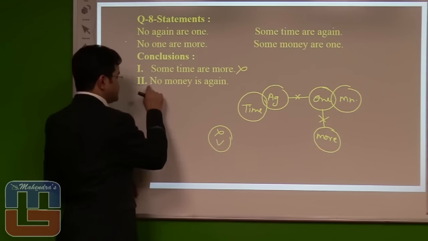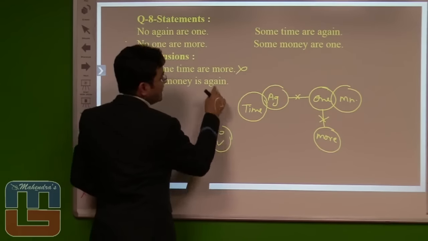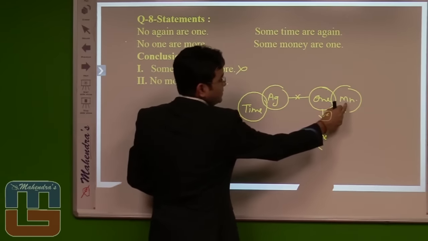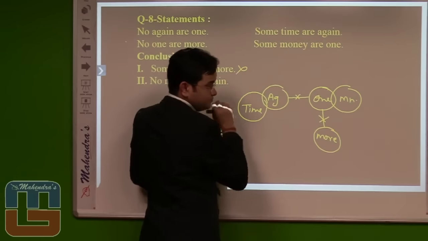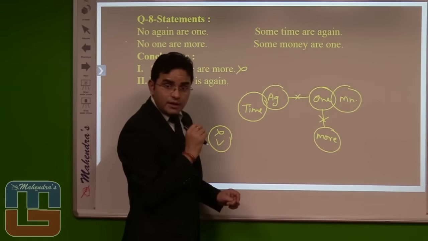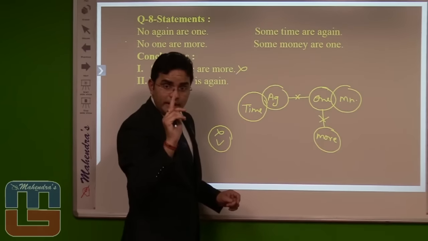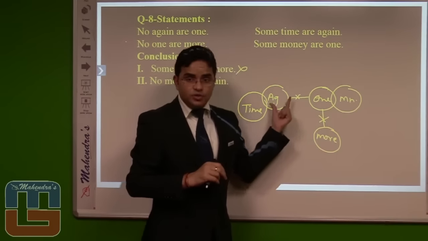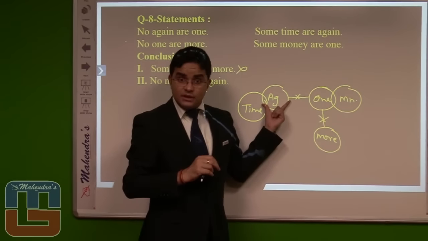Okay, so moving towards next conclusion, no money is again. It is saying no money is again. Money is here and again is here. Okay, so we can check. It is saying complete part of money is restricted to again. Now check whether it is restricted or not.